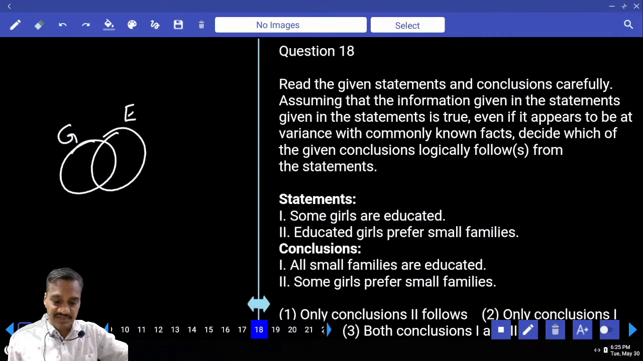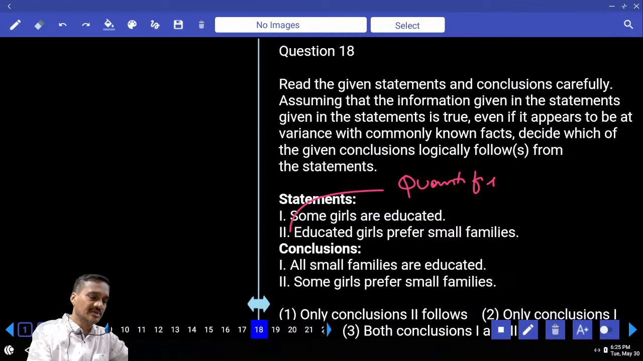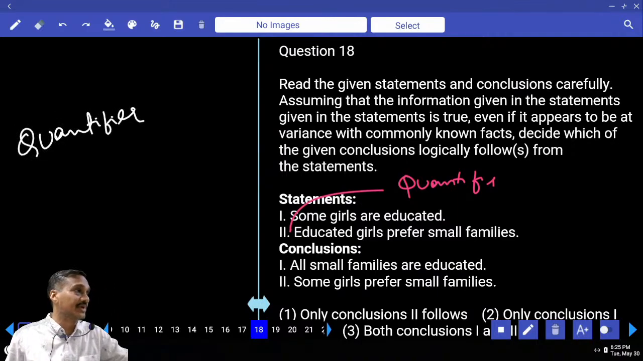Some educated girls prefer small families and no educated. Now the quantifier is not given. What do you mean by this quantifier? Now quantifier determines how much a part of the subject related to the predicate.